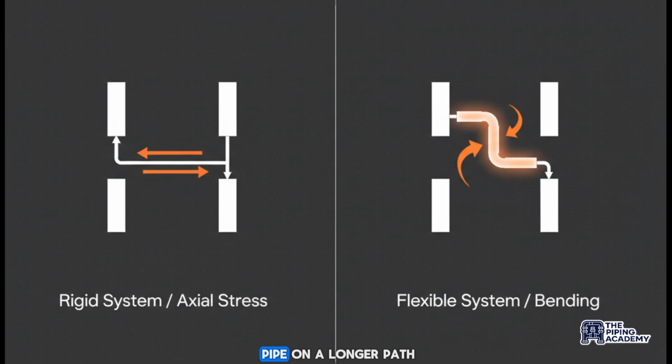By intentionally routing the pipe on a longer path, not the most direct one, we actually convert that dangerous, direct axial push into a much more manageable bending force. We allow the pipe to flex.